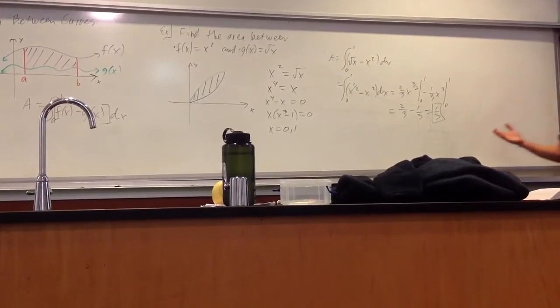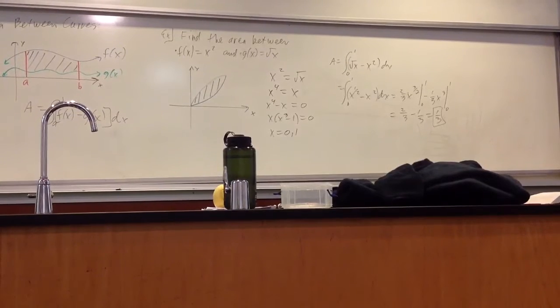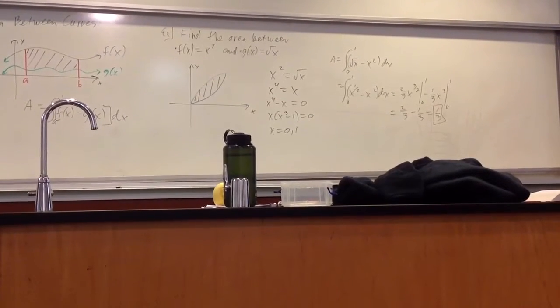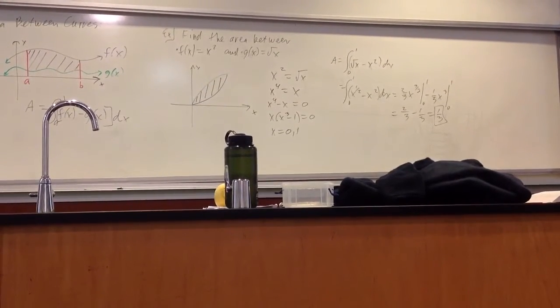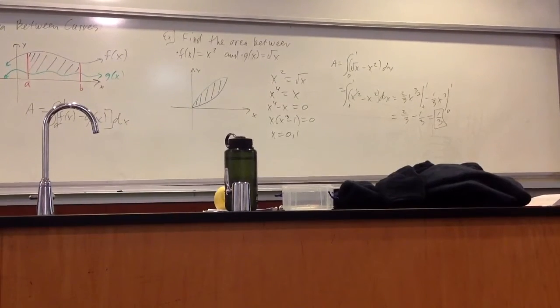That's kind of amazing, I think. The area between these two weird curves is exactly 1/3. I mean, they come up with such a normal number, you know? Any questions? You get the general idea?